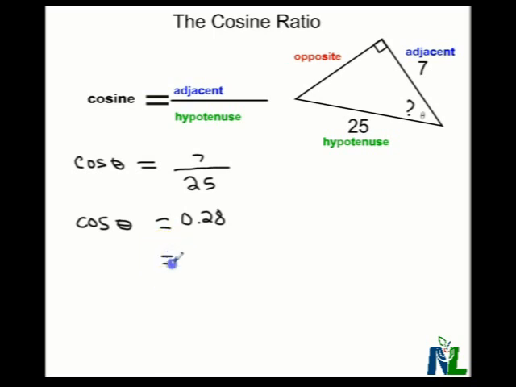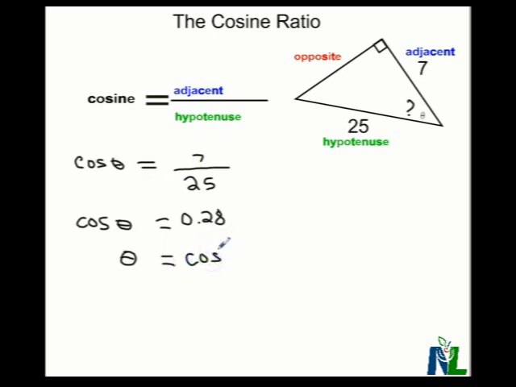But that's not what we're looking for. We're looking for the measure of theta. So to do that, we have to take the inverse of a cosine. And we've done this before in our sine video. A lot of times what you do is you press second function on your calculator, cosine, and that gives you the inverse of cosine.